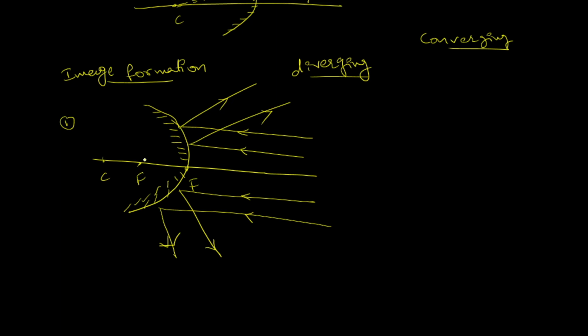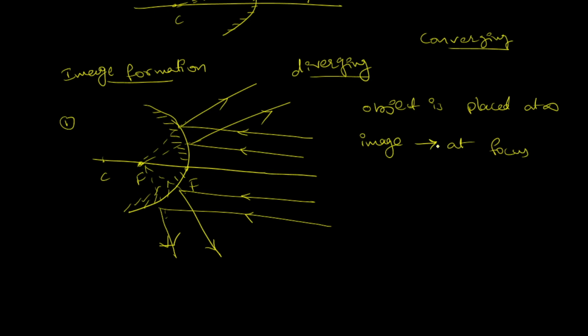If you extend these rays on the other side, you will observe that all these reflecting rays appear to be coming from the focus. Okay? That means the image is formed at the focus when the object is at infinity. When the object is placed at infinity, the image is formed at focus, and it is highly diminished.